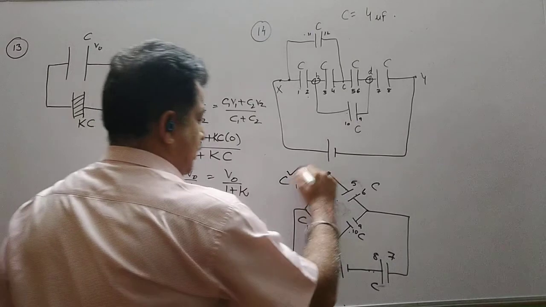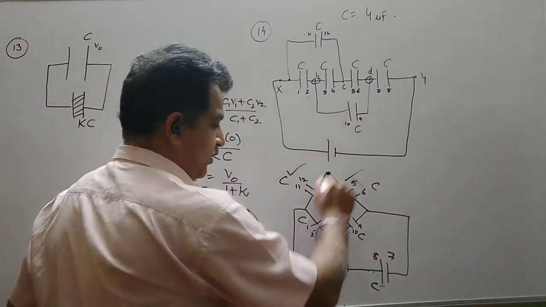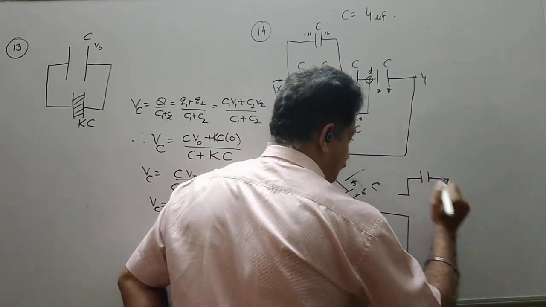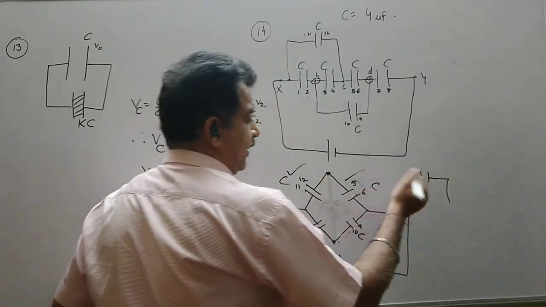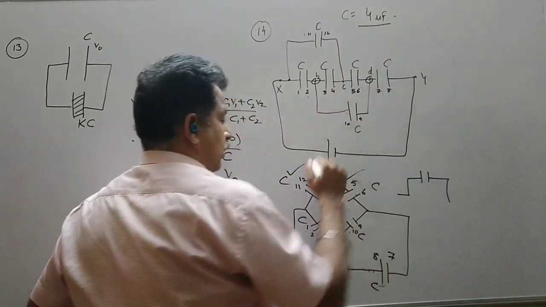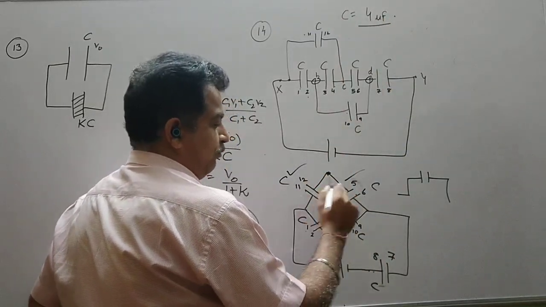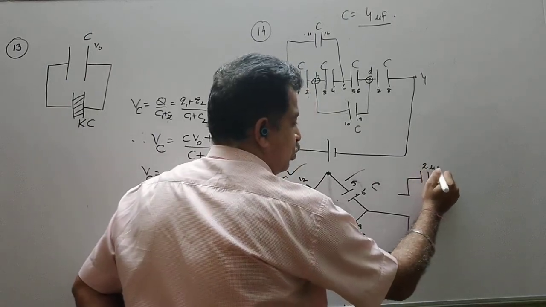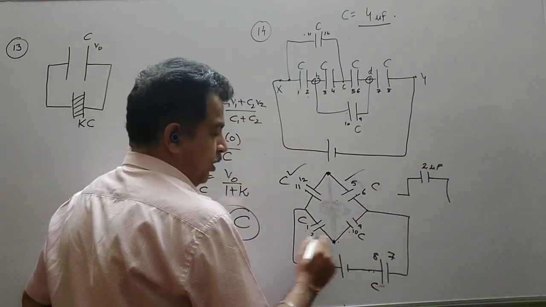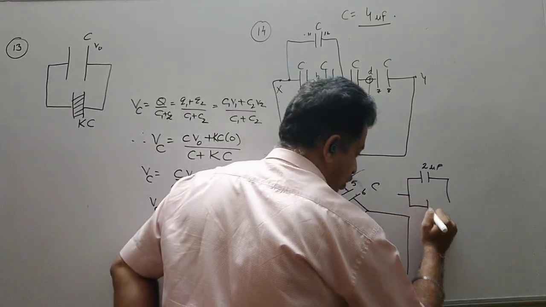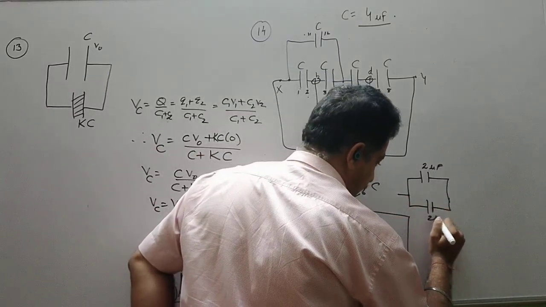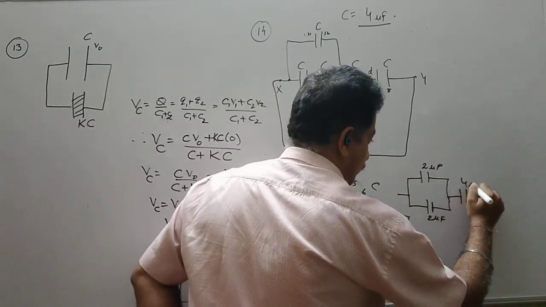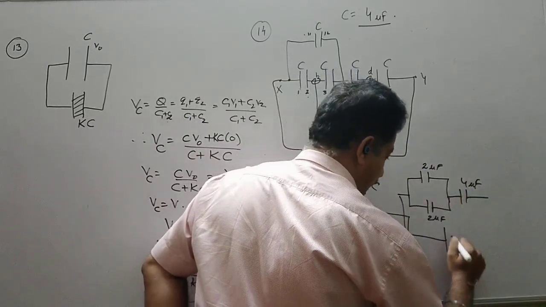Now these 2 capacitors are in series combination. In series, C and C give C by 2. So each is 4, 4 in series with 4, so the equivalent becomes 2 microfarad. Similarly 4 in series with 4 becomes again 2. And then we have this as 4 microfarad. I connect the battery.